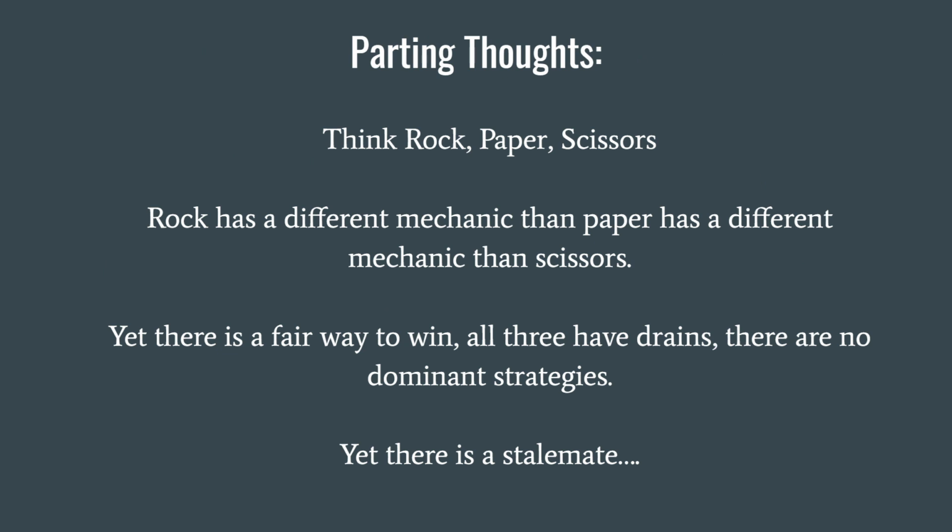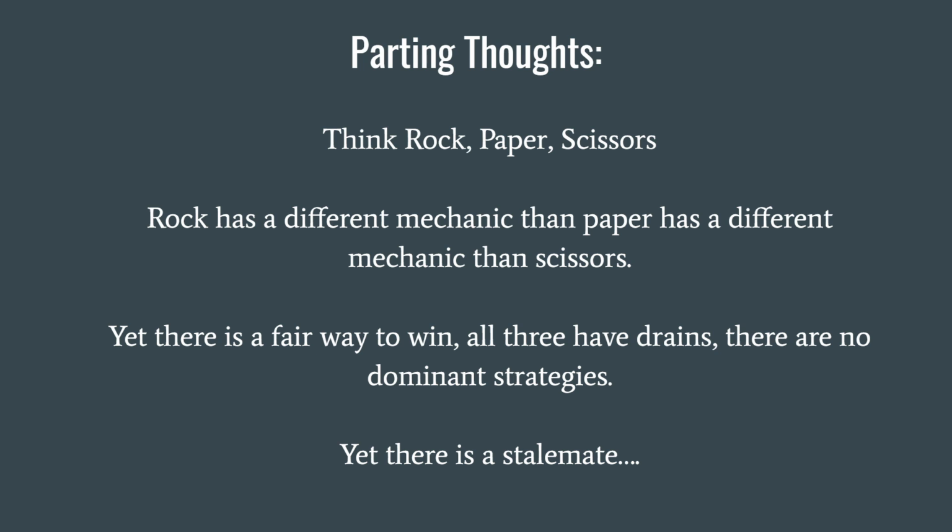And so here's some parting thoughts for this very brief lecture. I want you to think of rock, paper, scissors. That's a great game. The resources in rock, paper, scissors are rock, paper, and scissors. Pretty simple game. Rock has a different mechanic than paper. Paper has a different mechanic than scissors, which has a different mechanic than both. And so rock, paper, scissors, you have three entities. They exist in relationship with each other.